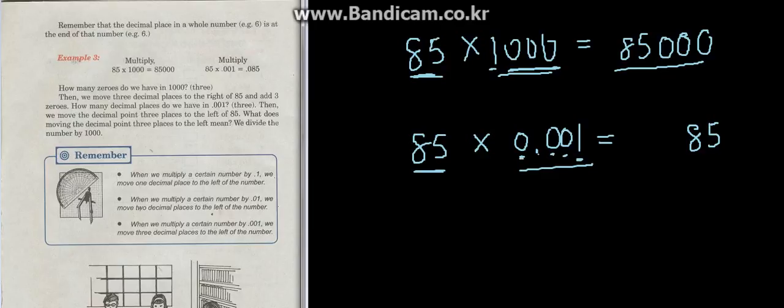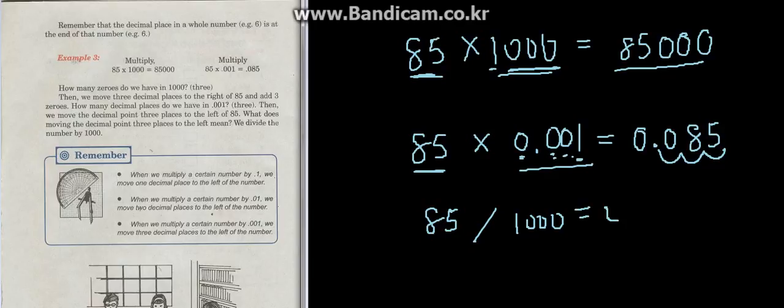Now, since you have 3 zeros in front of this one, you have to move the decimal point 3 times to the left. So 1, 2, and 3. The decimal point should be here. Let's fill the gap with a 0. So the final answer is 85/1,000. So 85 times 1/1,000 is basically 85/1,000. And moving the decimal point 3 times to the left means that you divided the original number 85 by 1,000. Okay, so that's the answer.